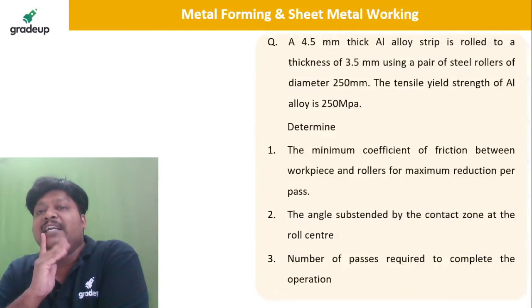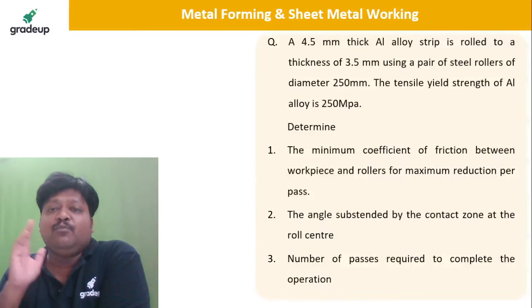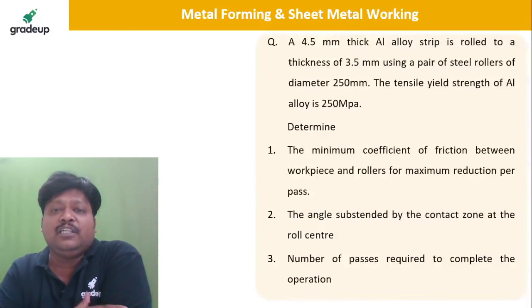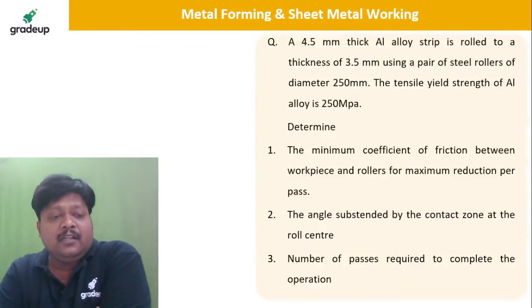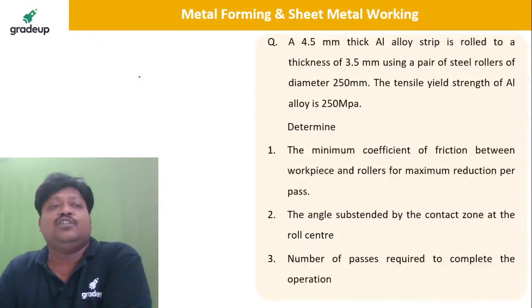A 4.5 mm thick aluminum alloy strip is rolled to a thickness of 3.5 mm using a pair of steel rollers of diameter 250 mm. The tensile strength of the aluminum alloy is 250 megapascal. Then question number 1: the minimum coefficient of friction between the workpiece and roller for maximum reduction per pass, the angle subtended by the contact zone at the roll center, and the number of passes required to complete the operation. So this is the question on rolling, dear students.